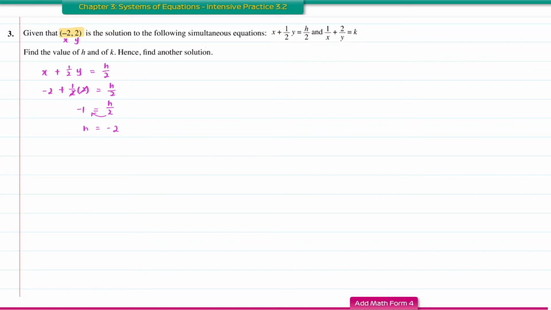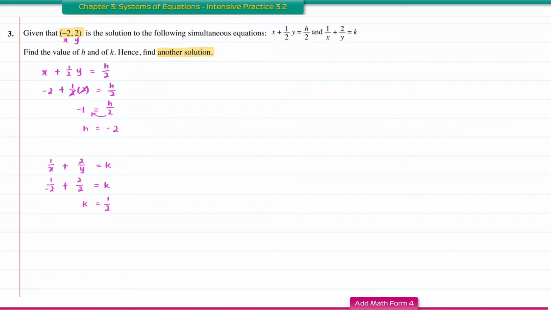All right, to find the value of k, so this 1 over x will become 1 over negative 2 plus 2 divided by 2 equal to k. So this is the same as negative 1 over 2 plus 1. Therefore, k is equal to 1 over 2. Right, so now we want to find another solution, which is another intersection point. All right, so we need to solve these simultaneous equations.